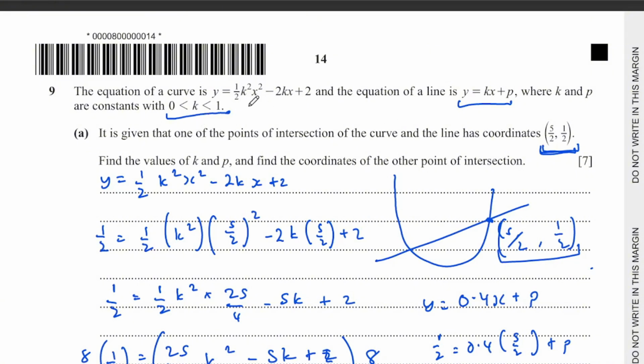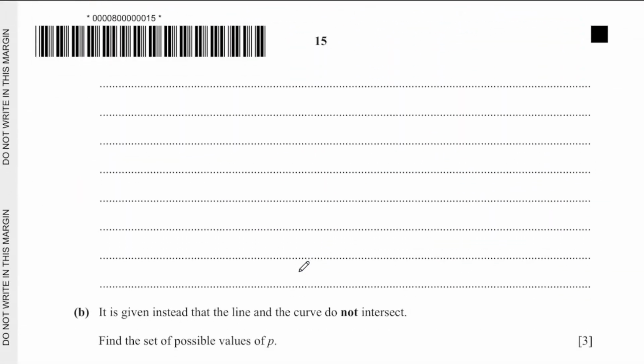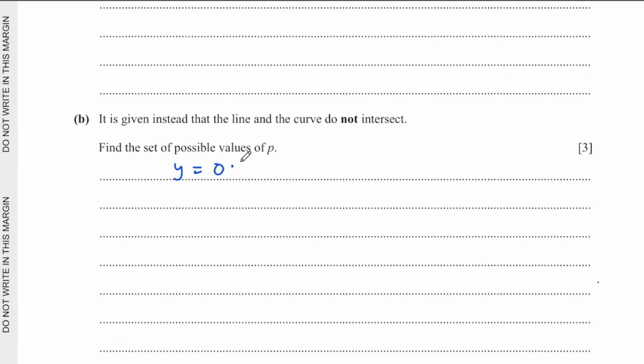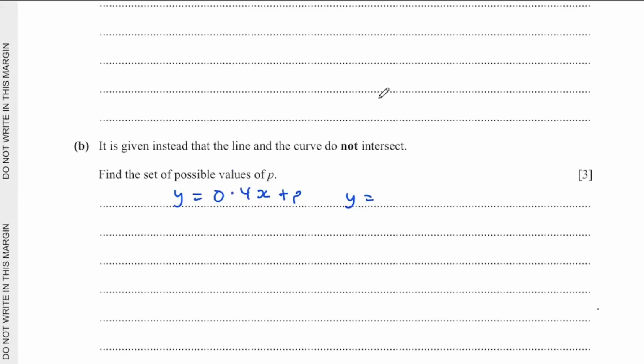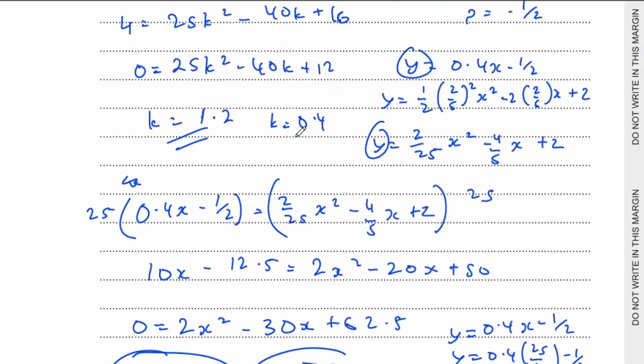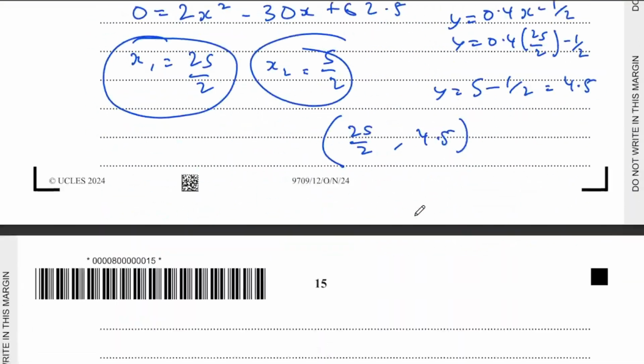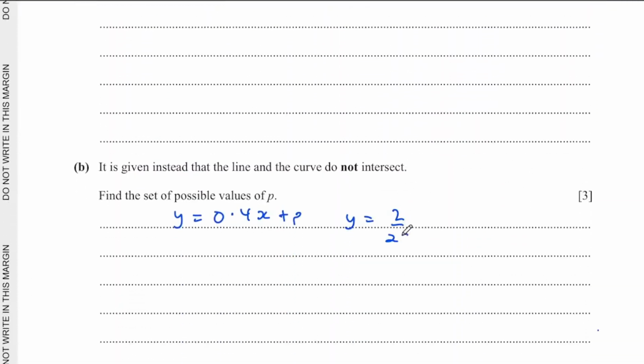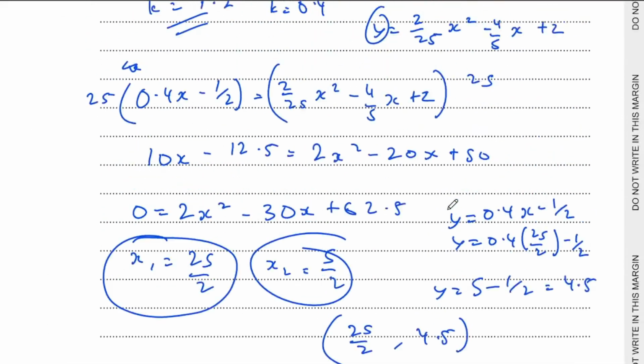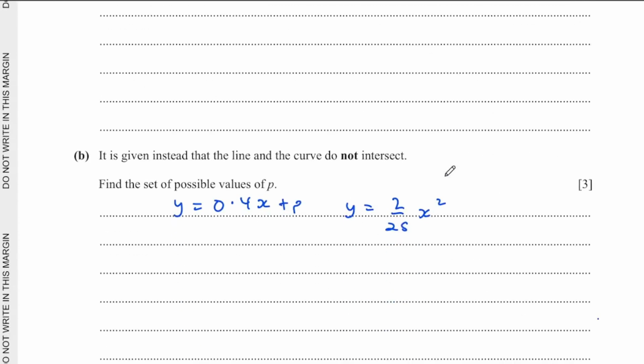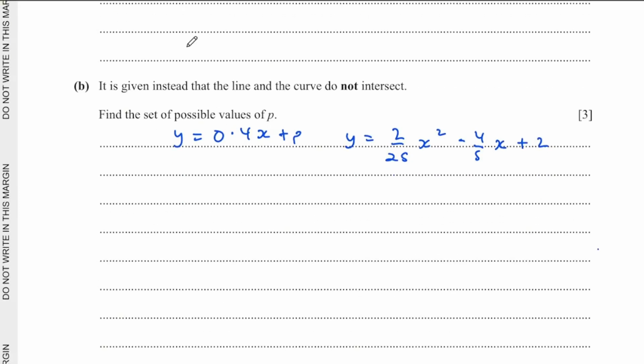So when k is 0.4, we get our equation, which is y equals 0.4x plus p, that's the line, and y equals the equation of the curve, which was 2 over 25x squared minus 4 over 5x plus 2. And you don't want them to intersect, so that means you want to make it simultaneous and then make the discriminant less than 0 to find the values of p.